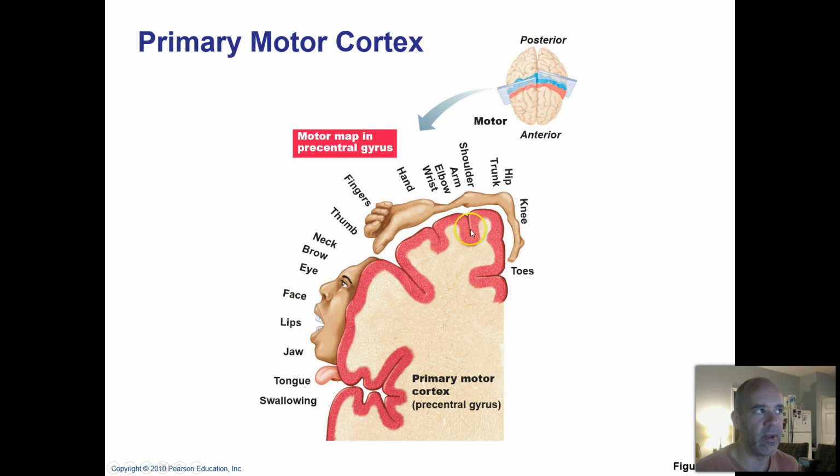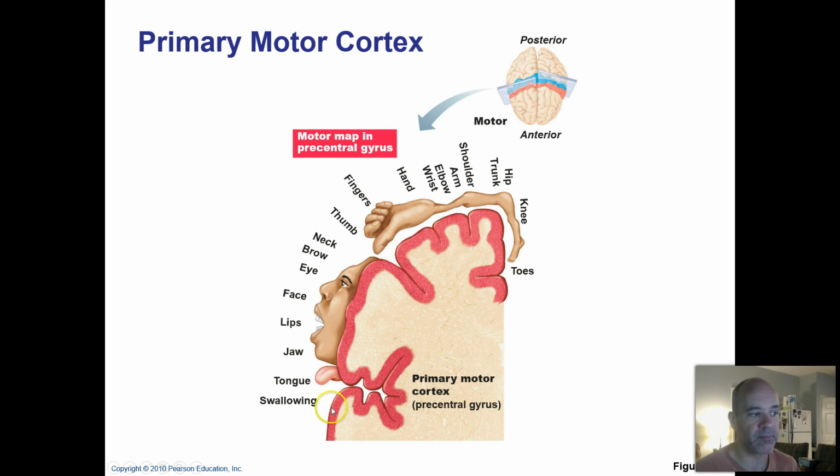So all of this would be your precentral gyrus over on one side of the brain, and the motor neurons whose cell bodies are in here, these are upper motor neurons that live in this part of the brain, and they're involved in controlling your skeletal muscles. They make up your primary motor cortex area of the brain.